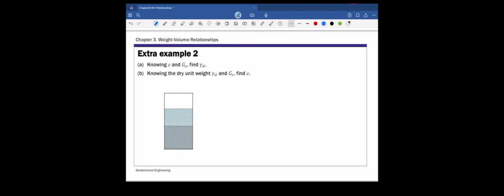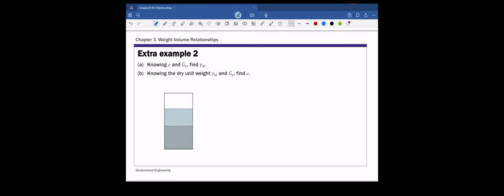This is Chapter 3, Weight-Volume Relationships, Extra Example 2. For this example, we're going to derive weight-volume relationships using the phase diagram. And there are two parts to this problem.